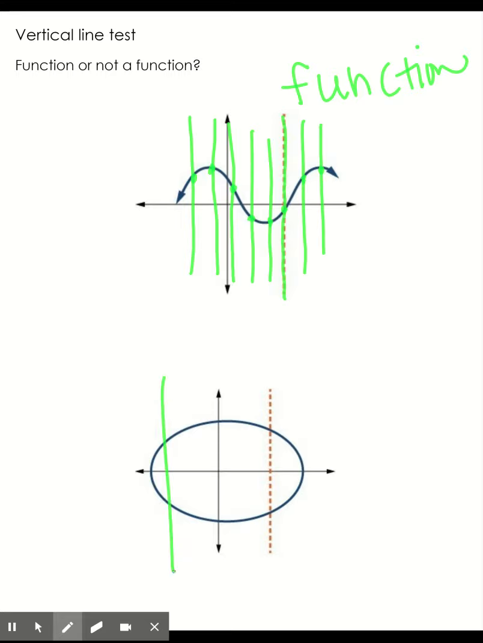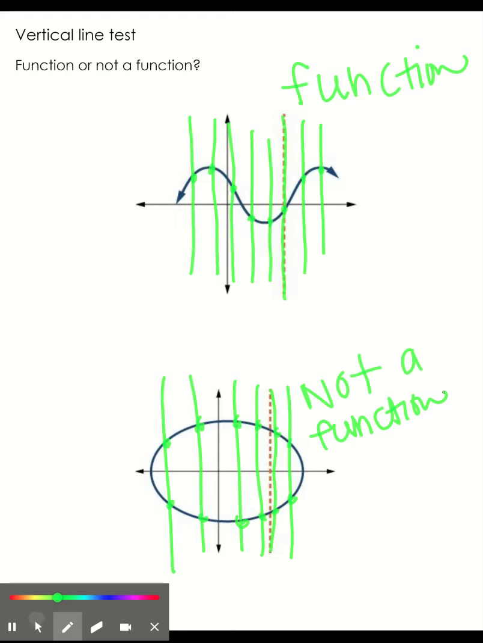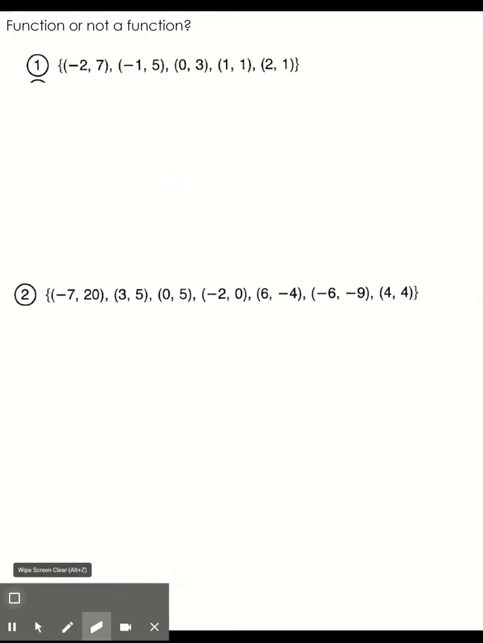Now, down below, if you draw vertical lines all throughout, that means that you are going to have two intersection points, okay? Because this oval that was on the graph initially is intersecting the vertical line twice, it's failing. You cannot intersect twice. Because it's intersecting twice, it's not a function. Okay, next page. And delete.